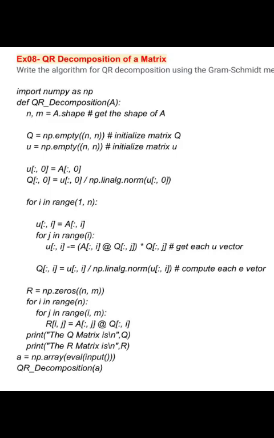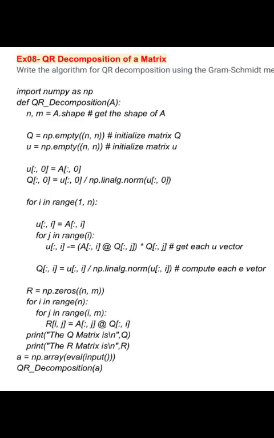So, the import: it imports numpy and gives it the alias np, which is used for matrix and numerical operations. The function definition: the function called QR decomposition takes the matrix A as an input and gets the shape of the dimensions of matrix A. So n is equal to the number of rows, and m is equal to the number of columns.